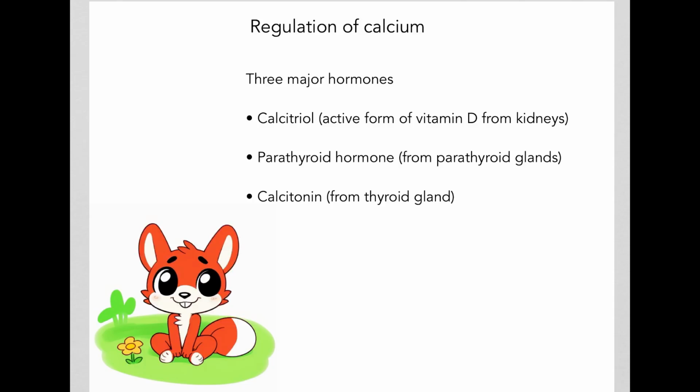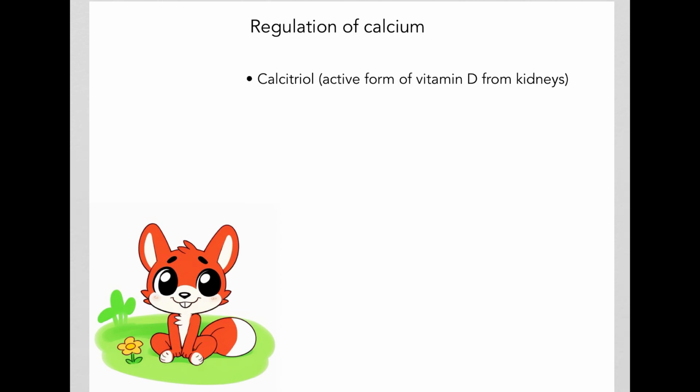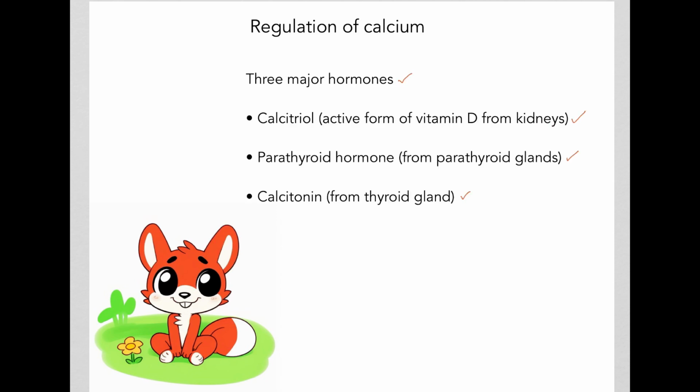There are three major hormones that regulate blood calcium. These include calcitriol, which is a form of vitamin D, parathyroid hormone, as well as calcitonin. In this video, we shall look at how calcitriol, which is the most active form of vitamin D, regulates blood calcium. In the next two videos, we'll look at parathyroid hormone as well as calcitonin.